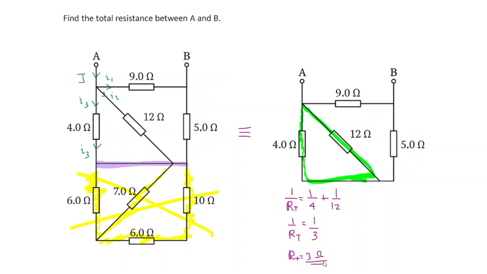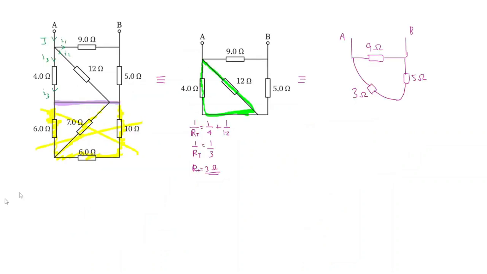Now the total resistance of this part is 3 ohms. Now we can simplify this circuit and draw it again. Here is the simplified version. I replaced the 12 and 4 with a 3 ohm resistor. Now that 3 ohm resistor is in series with the 5 ohm, and there you get a 9 ohm resistor in parallel with it. The total of these two resistors is very easy to calculate, just 8 ohms. You just add them up.